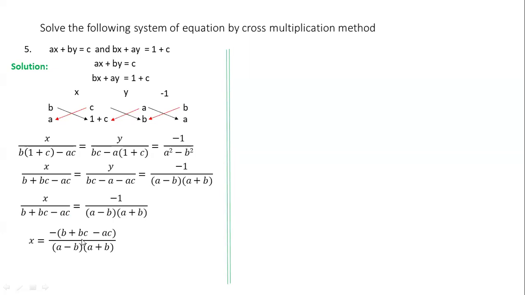Minus B into BC minus AC upon A minus B, A plus B. So minus B minus BC plus AC upon A minus B, A plus B. This will be your X value. Clear? X value, we have got it.